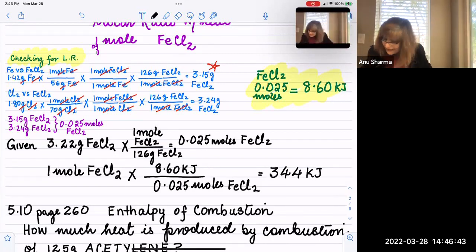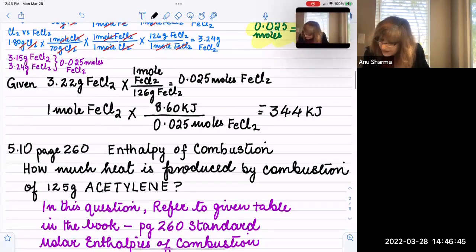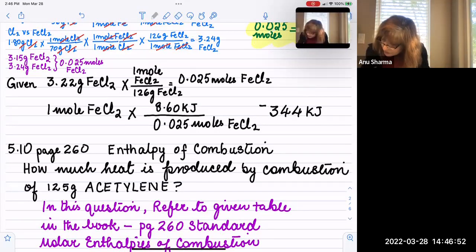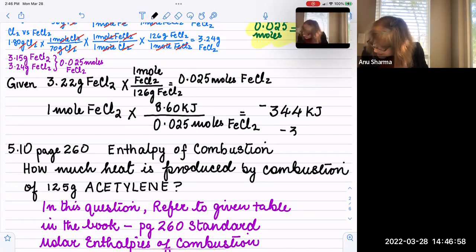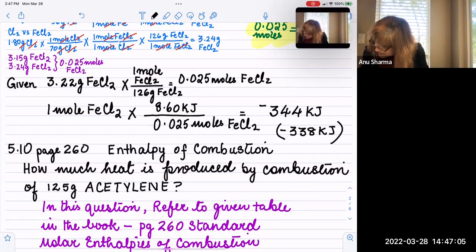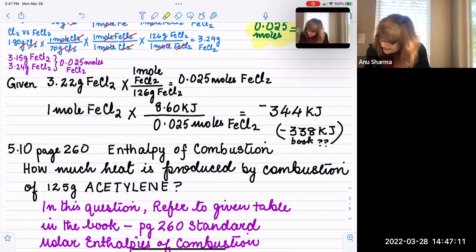Remember that the heat is being produced, so in this case the answer is going to be a negative number. But your book is giving you negative 338. I don't know how they got that. Maybe they didn't round somewhere with the moles, but anyways, it's close enough. So negative 338 kilojoules is what the book gives, but your answer by this method is negative 344 kilojoules.